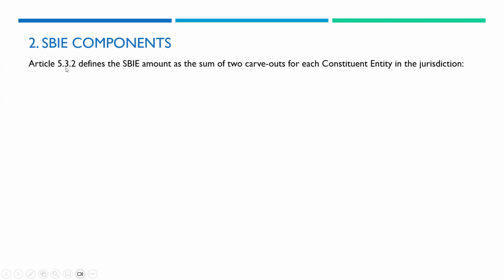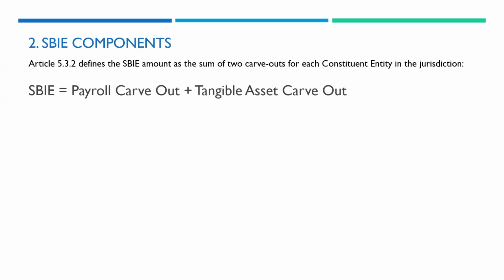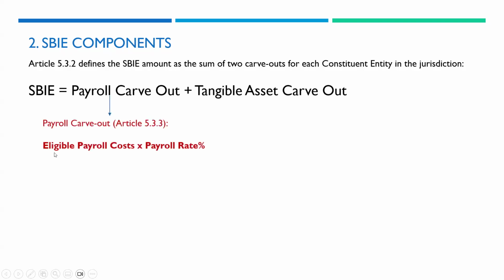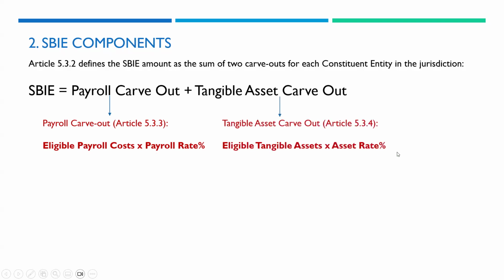So what are the components of SBIE? Article 5.3.2 defines the SBIE amount as the sum of two carve-outs for each constituent entity in the jurisdiction. That is the payroll carve-out and the tangible asset carve-out. The total of both of them is the SBIE. Now what is the payroll carve-out? Eligible payroll cost into a fixed percentage. Where would we get this fixed percentage? It's already defined; there is a whole circular about it. And tangible assets are eligible tangible assets into a particular rate which is given in the table.